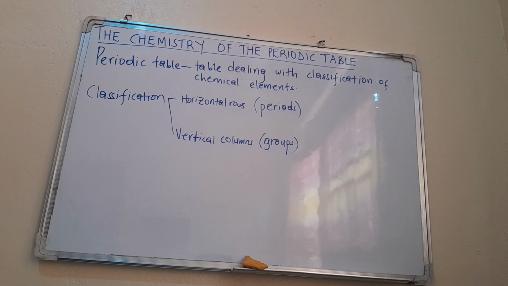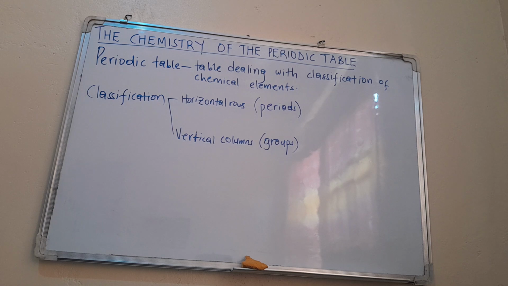So this table was developed by a Russian scientist, chemist, known as Dmitry Mendeleev. So we also commonly refer to this periodic table as Mendeleev's table, Mendeleev's periodic table. But when you advance in chemistry, you will particularly see how Mendeleev was in a position to come up with the classification of those different chemical elements.